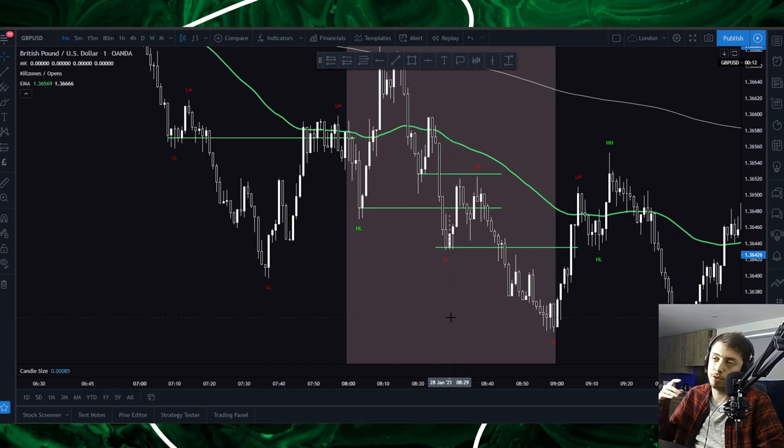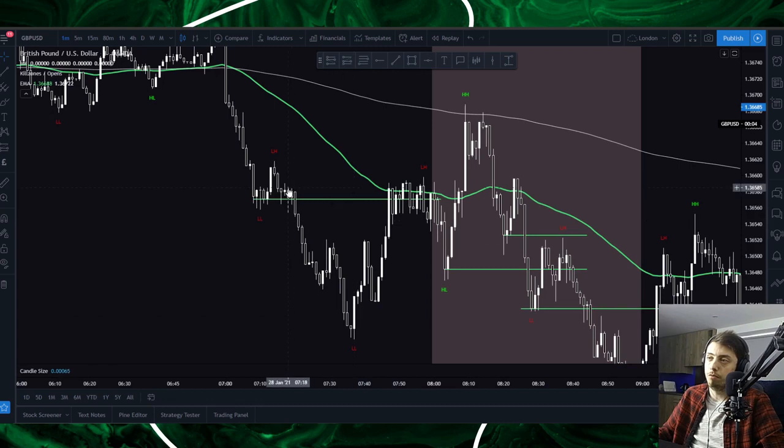Also, I had a question in stream. Can we use pivots outside of the session times that we trade? Yes. So right here, this was a trade that someone took. They used a pivot outside of the time. That is perfectly fine. Okay?